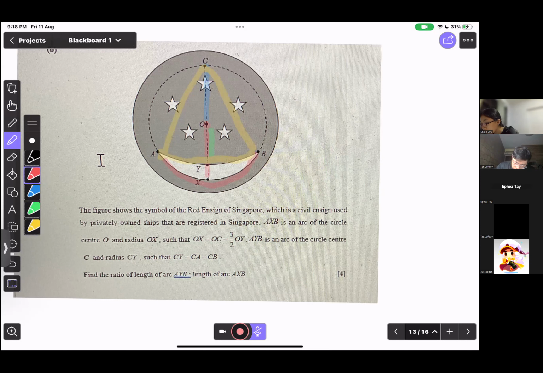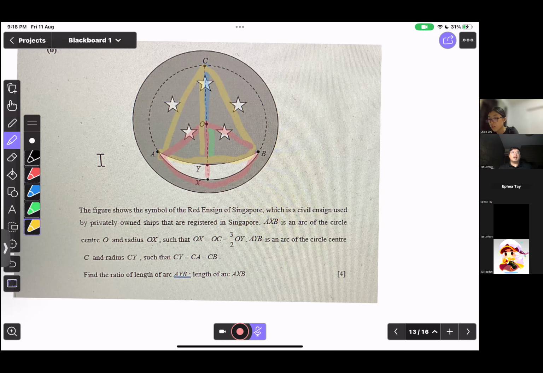This one is like this, such that CY is the same as CA, is the same as CB. So CY is the same as CB. Then find the length of the arc.